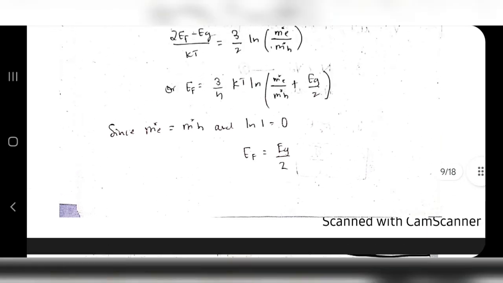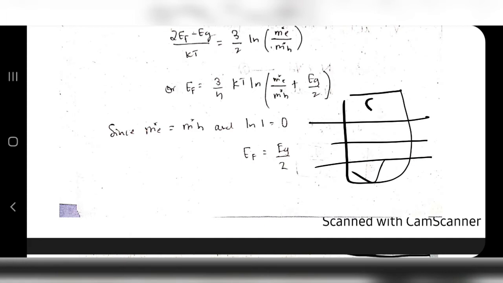So where does Fermi energy lie? It lies in the mid part of the gap. If this is the conduction band and this is the valence band, Fermi energy lies here.